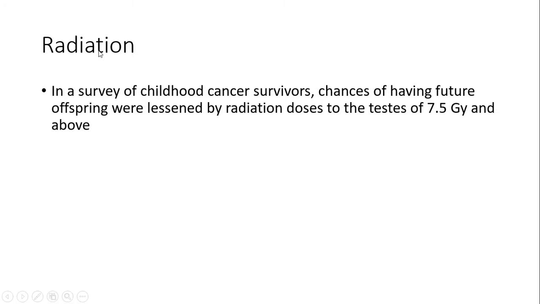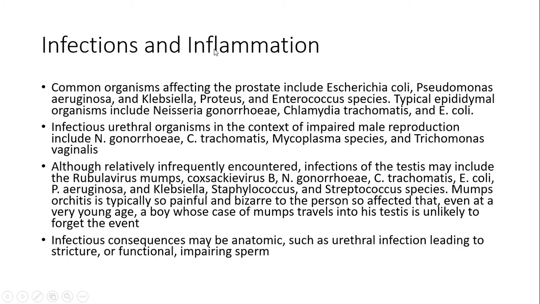Radiation. Without any questions, you understand that radiation doses to the testis of 7.5 grays and above can cause features of male infertility. Of course, it causes injury to DNA, and that's why, due to injury to DNA, it leads to impaired maturation of sperm.